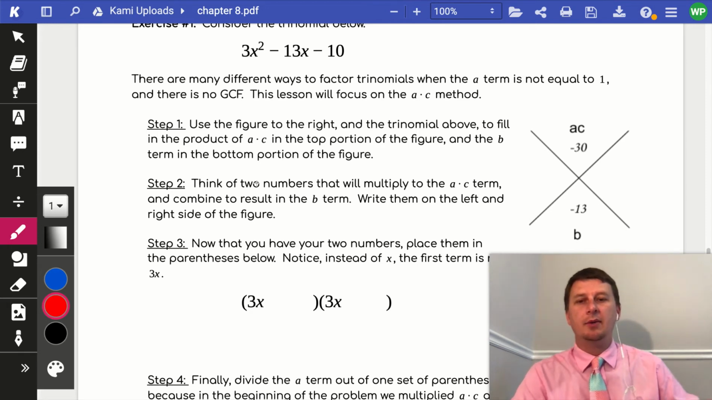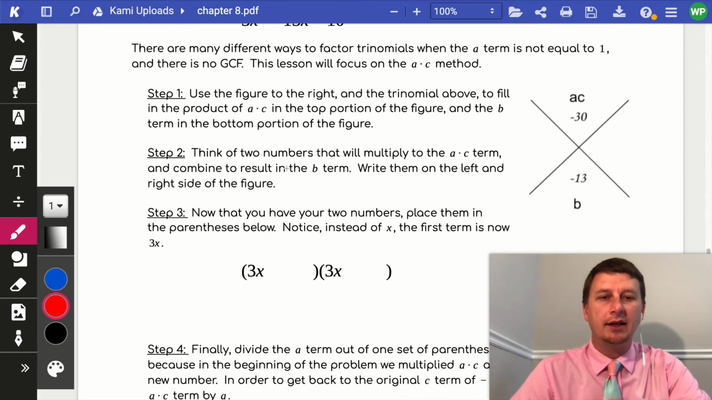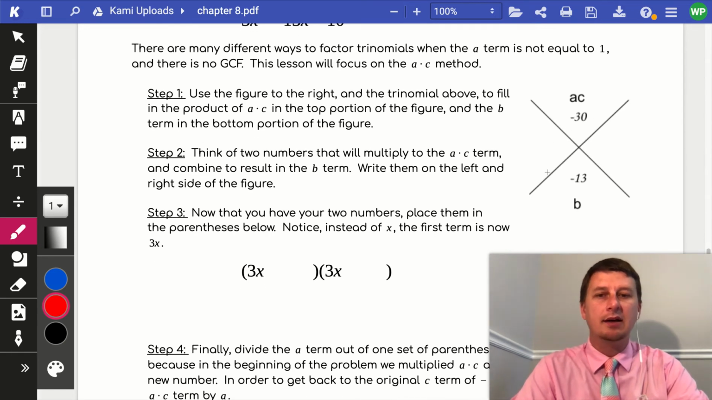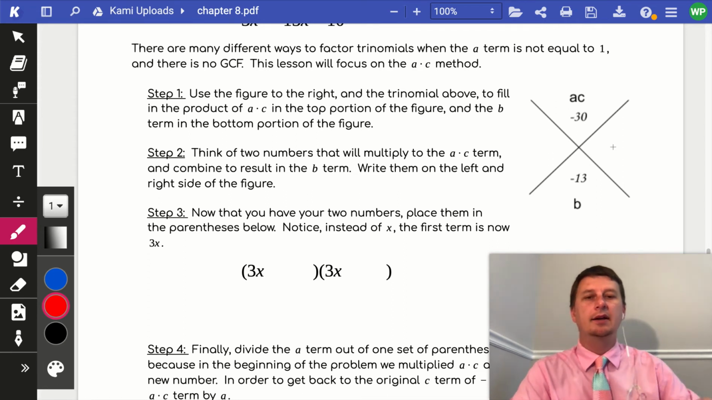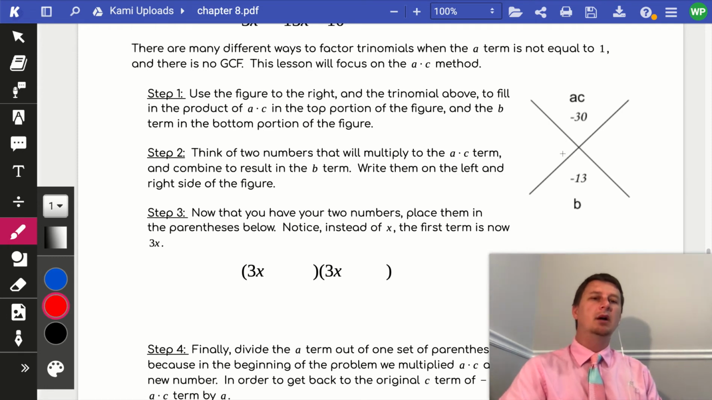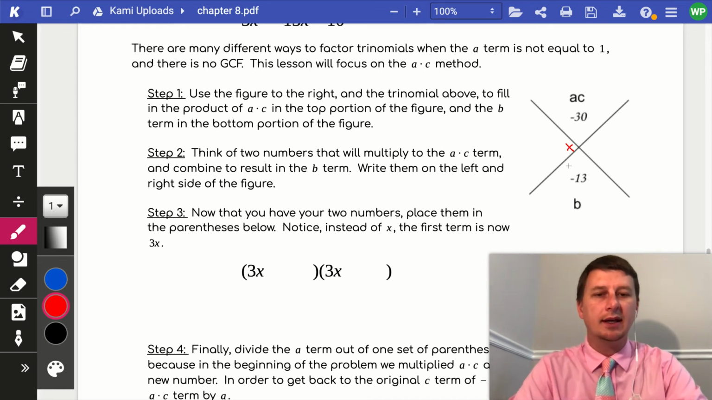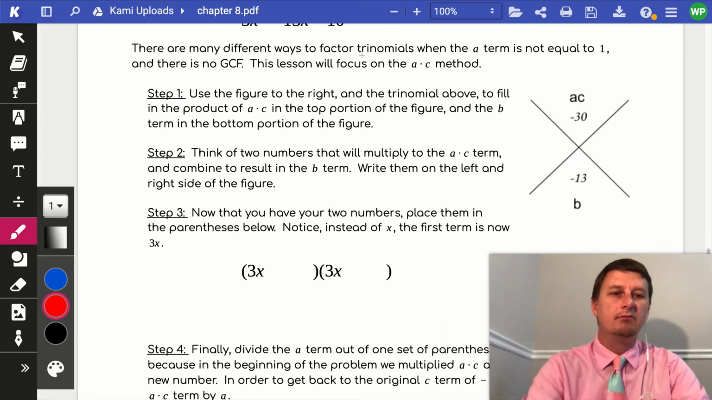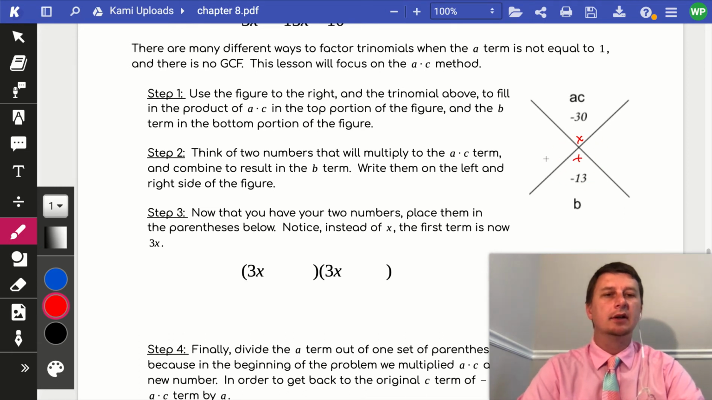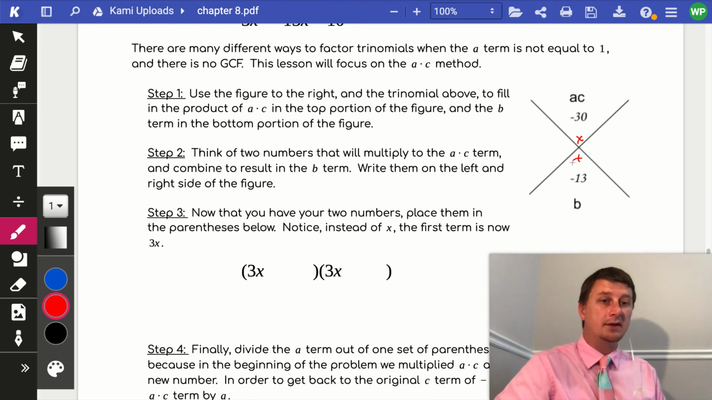Okay, so now we're going to think of two numbers that will multiply to the AC term and combine to result in the b term. And we're going to write them on the left and right side of the figure. So what two numbers would multiply to get negative 30, and they'll add to get negative 13? So again, we're multiplying to get negative 30, and we're adding to get negative 13. So think about it for a moment. And now that you've had a chance to think about it, if you need longer, pause the video.